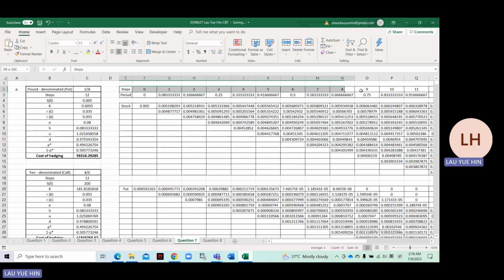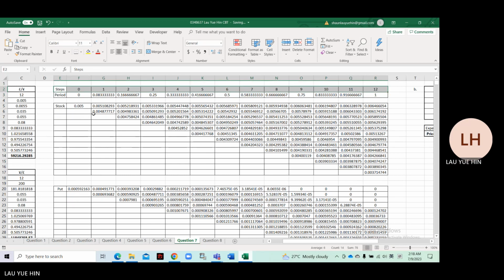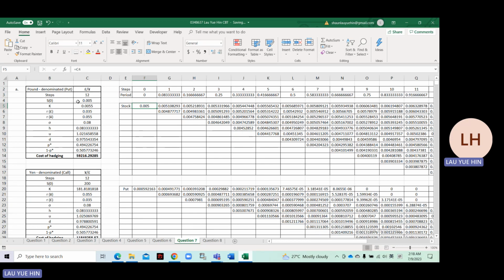And for this, the period is 12. And the stock is 0.005, which is given in the question. And then by using the same equation in question 1, to find the value going upwards is S0 times U, and to find the value going downwards is S0 times D.